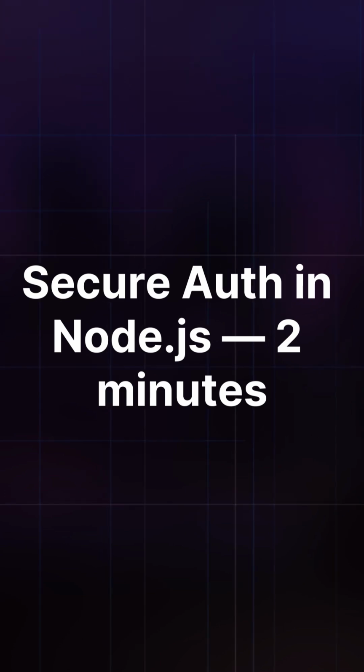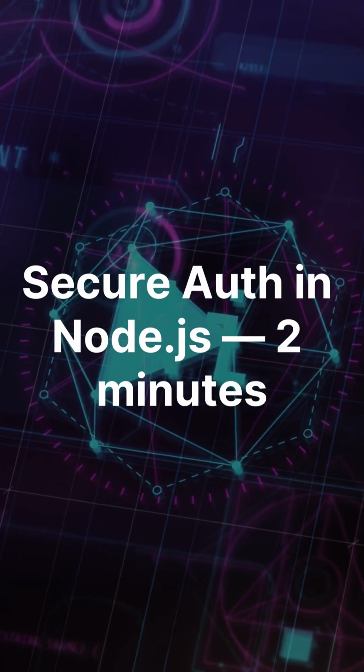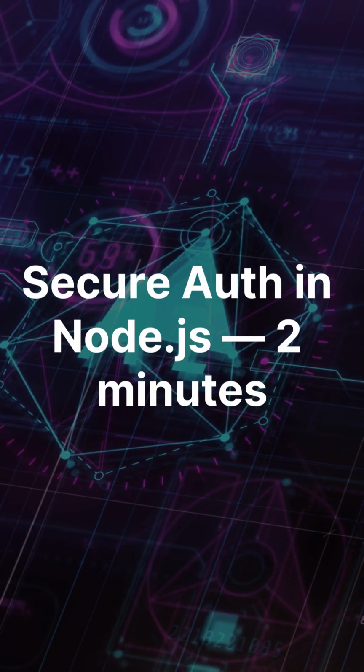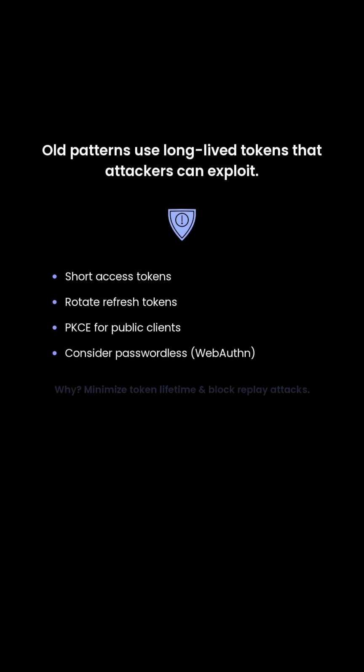Stop reusing long-lived tokens. In 2 minutes, I'll show the modern, secure pattern for Node.js apps. Old patterns keep long JWTs or reuse refresh tokens. When they leak, attackers stay in. Also, mobile and SPAs need PKCE.